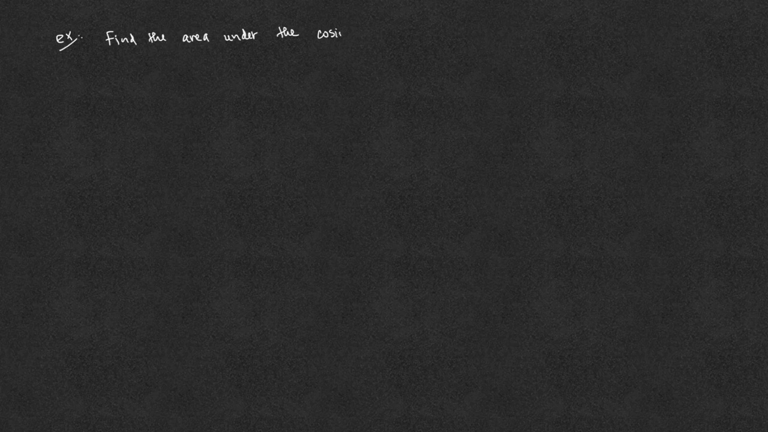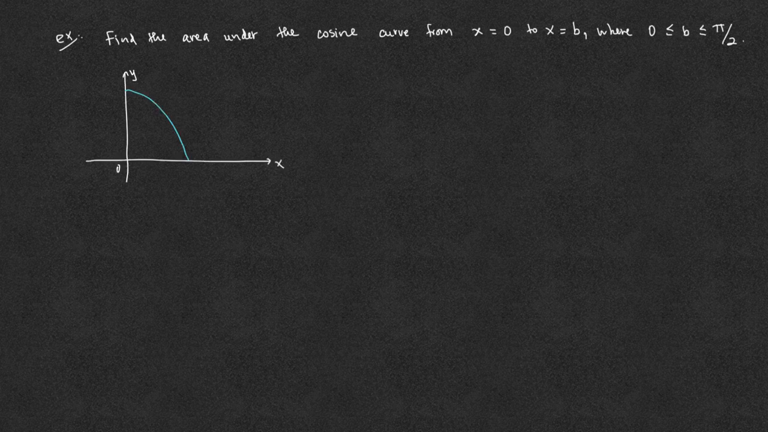Find the area under the cosine curve from 0 to b, where 0 is less than or equal to x less than or equal to pi over 2. First, we look at the graph of cosine of x from 0 to pi over 2 only. This is only a part of the entire cosine curve.